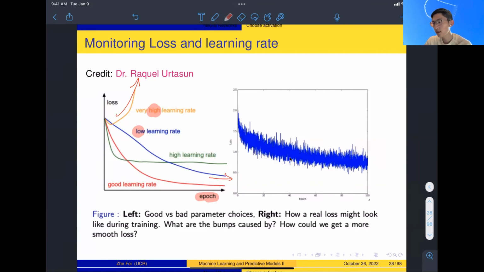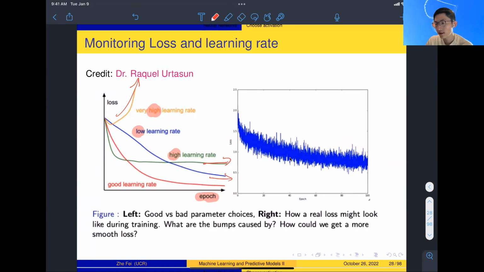So another case of high learning rate is that you could converge, but you do not converge to the optimal global minimum point. Because with a high learning rate, you essentially miss the global minimum. You might get stuck at a local optimal point.